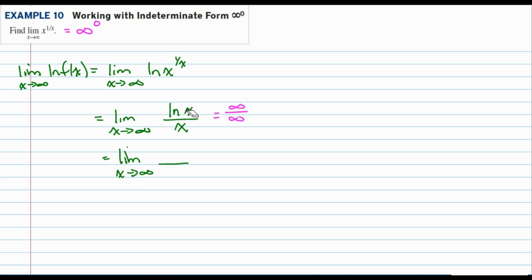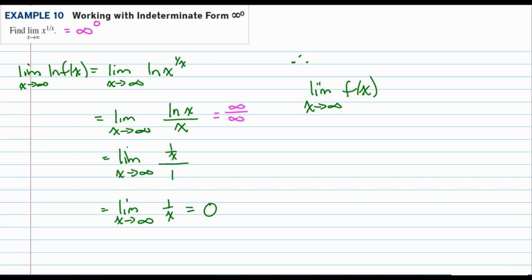The derivative of the numerator, natural log of x, is 1 over x. Derivative of the denominator then is 1, so I have the limit as x approaches infinity of that quotient. Simplify. And now I can think about the limit as x approaches infinity and what happens to 1 over x. Well, 1 over infinity is going to approach 0. Again, that's not our answer. That's the limit as x approaches infinity of the natural log of our function.